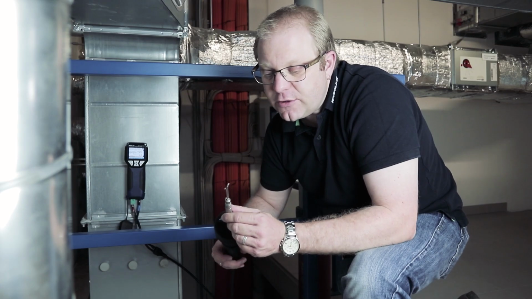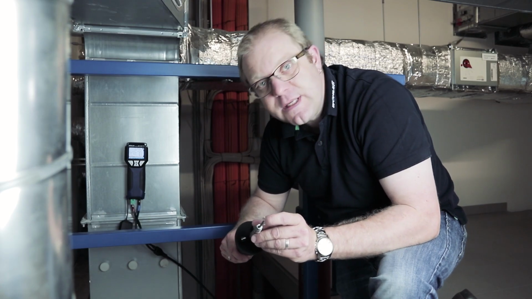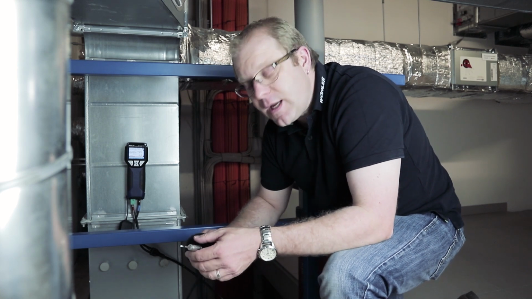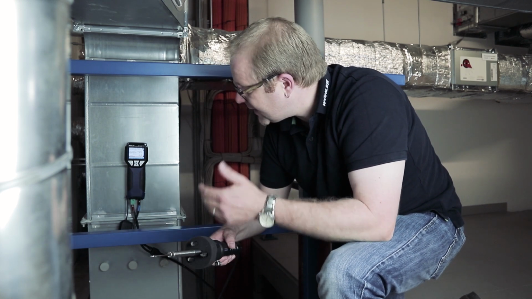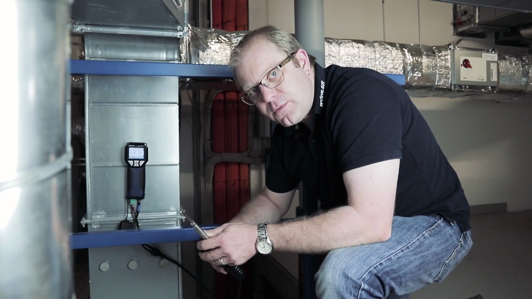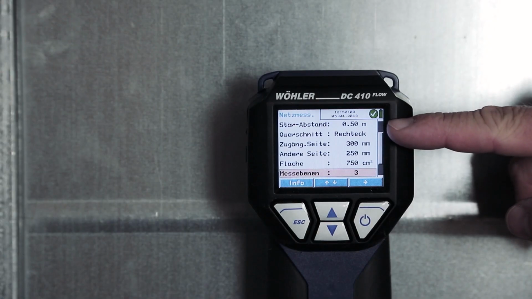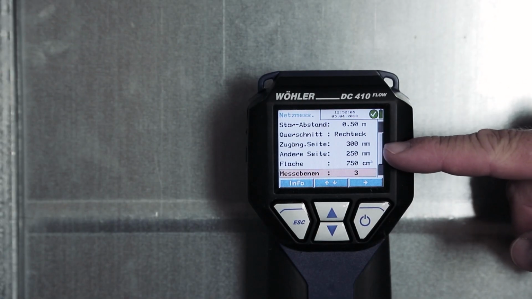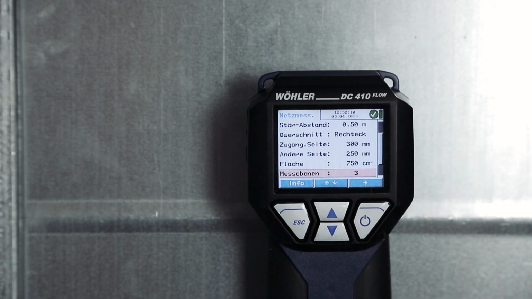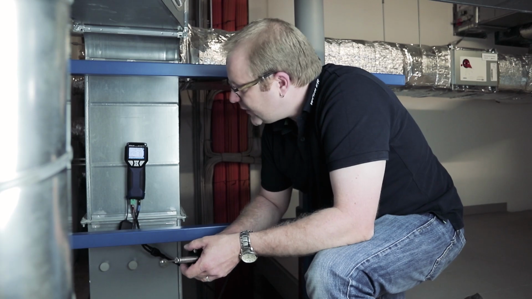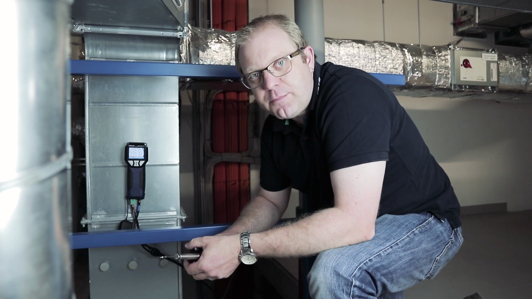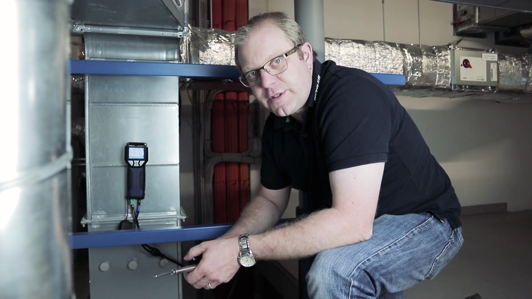Of course, the whole thing is also temperature compensated so that I can read off not only the operating volume flow, but also the standard volume flow from the result afterwards. And I have already set the device so that we have a straight run of 0.5 meters from the last bend. I have also already set up a rectangular channel measuring 300 by 250 millimeters and 3 measuring levels. This is now a rectangular duct, so the trivial method is used; the log-linear method is used for round ducts. Both are now possible with the DC 410 flow.